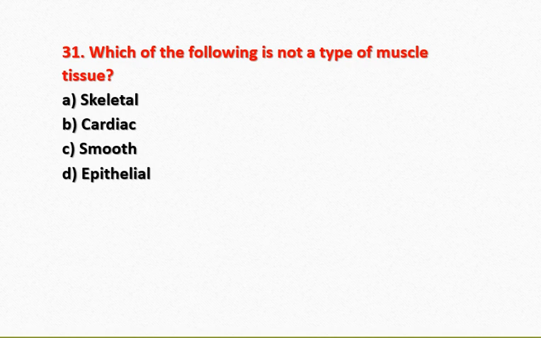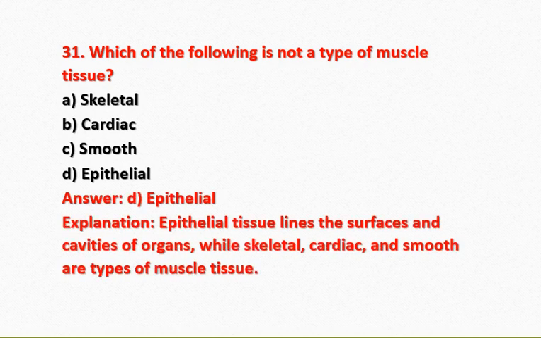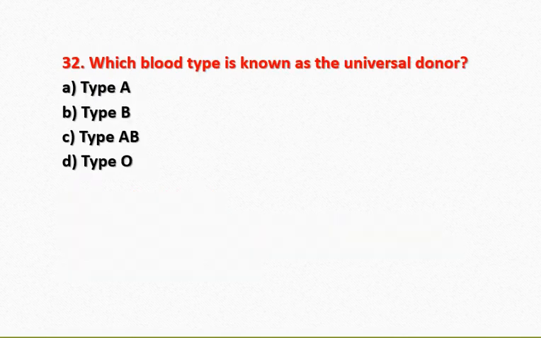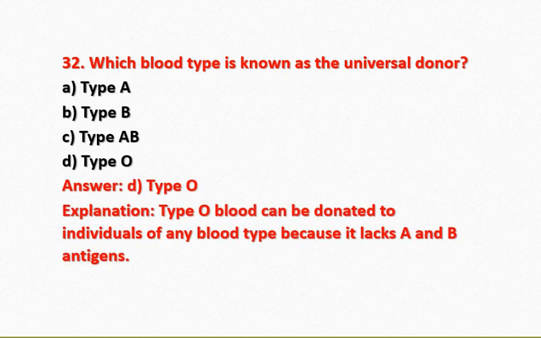Which of the following is not a type of muscle tissue? Correct answer is option D, epithelial. Which blood type is known as the universal donor? Correct answer is option D, type O.